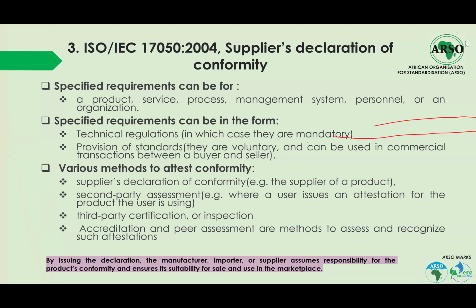There's a second-party assessment, whereby the buyer, if satisfied with the product, can also declare that you are complying with the standards. There's third-party certification, where we have certification bodies like ZABS or KEBS or other bodies, and the accreditation body, that come in, assess, audit, take samples, and test your product to verify that your products are complying.